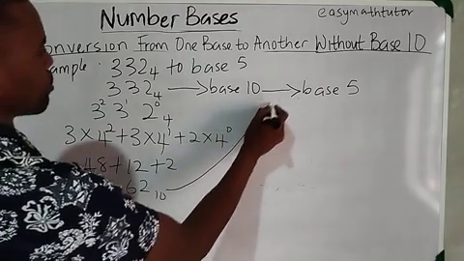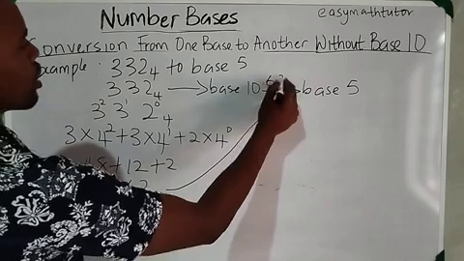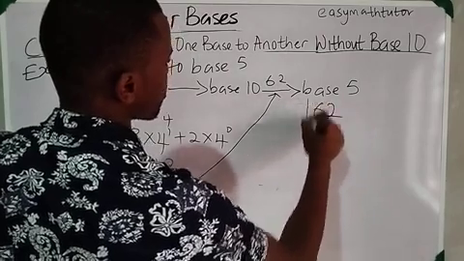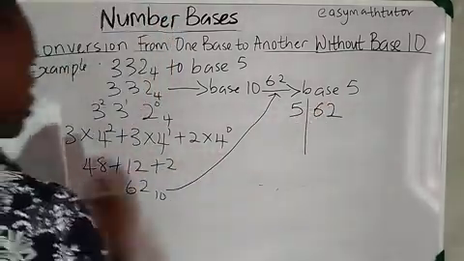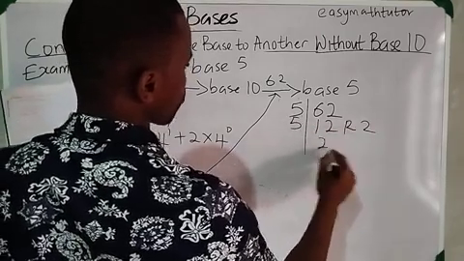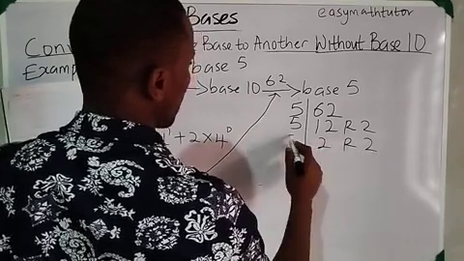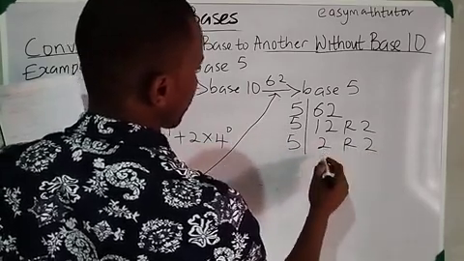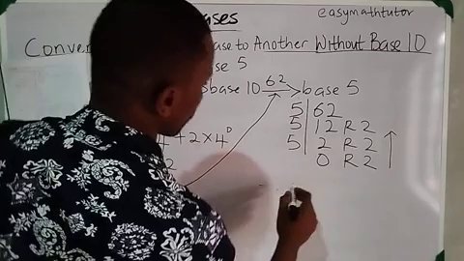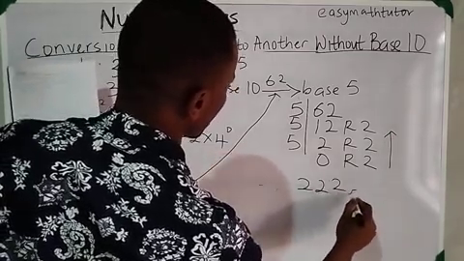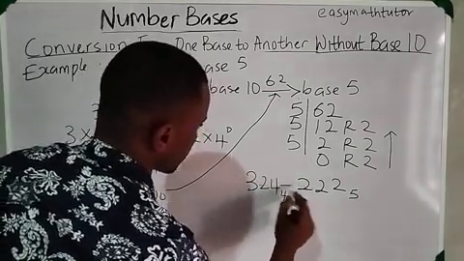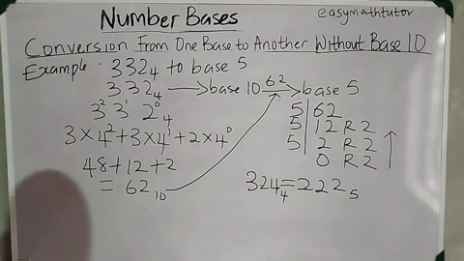We are then going to convert 62 in base 10 into base 5. We do that by dividing by the new base. So we are going to divide 62 by 5, and we are going to have 12 remainder 2, and then 12 divided by 5 is 2 remainder 2, and 2 divided by 5 is 0 remainder 2. Taking our answers from bottom up, we have 2, 2, 2 in base 5. So it means that our 332 in base 4 is equal to 222 in base 5.